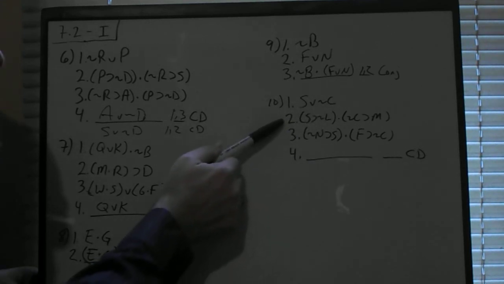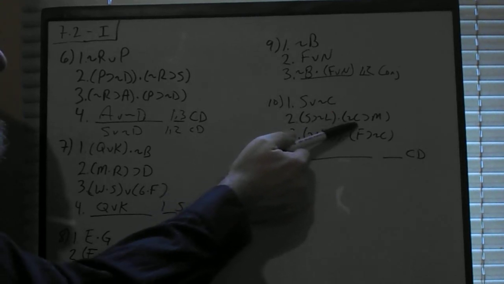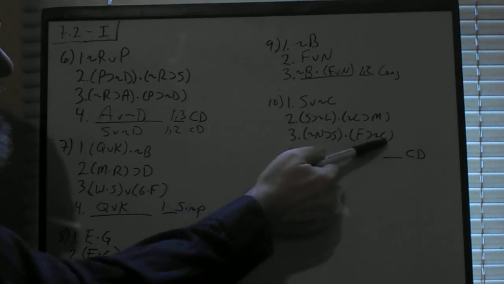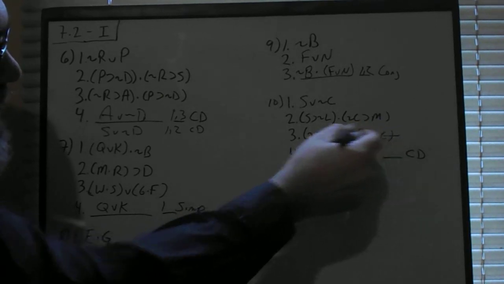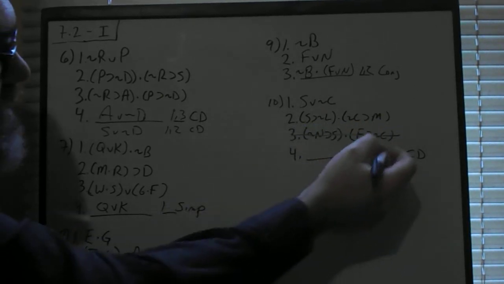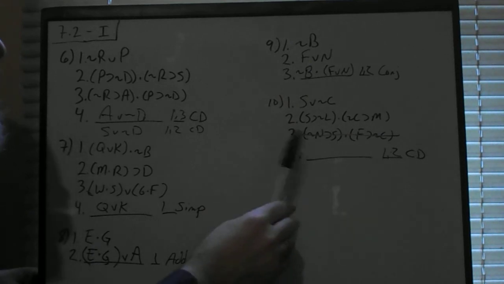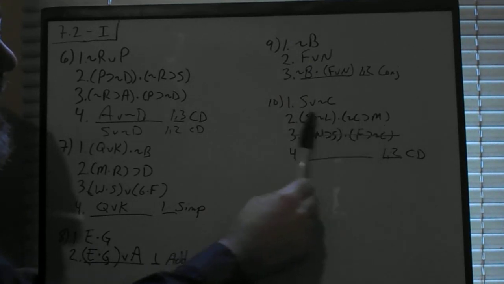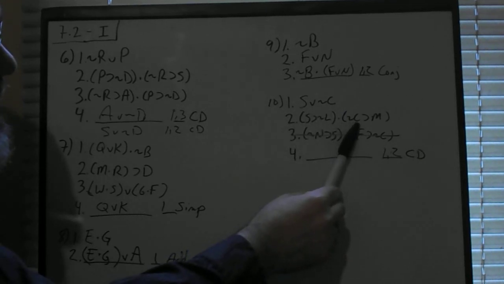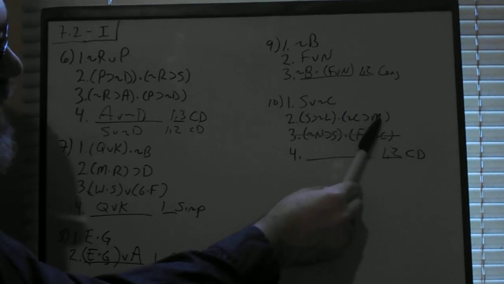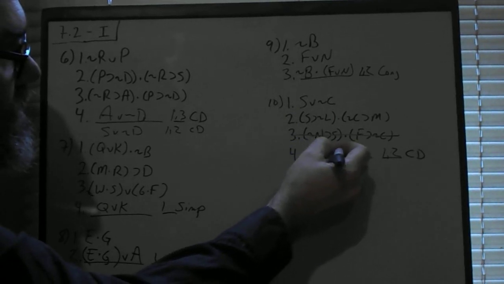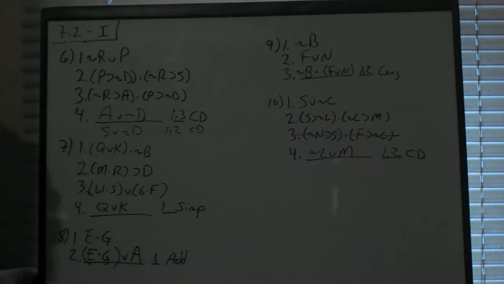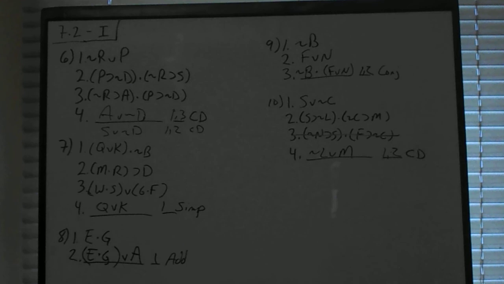Well, here it's very clear. Line 2, S, not C, those are the antecedents. Here it's the consequent. So we know very clearly it can't be line 3. It has to be 1 and 2. So S then not L, and not C then M. S or not C, the two antecedents, therefore not L or M, the two consequents. And that's it as far as 7.2 section 1 homework went.